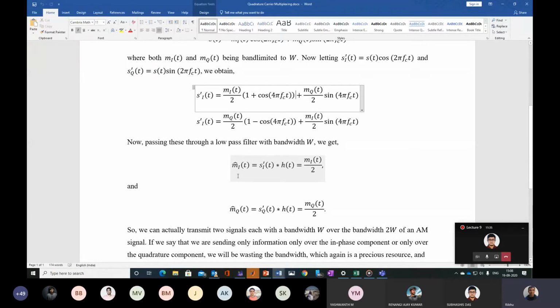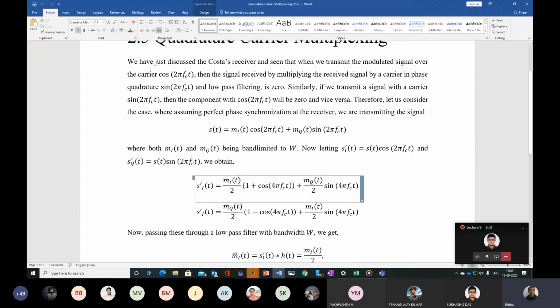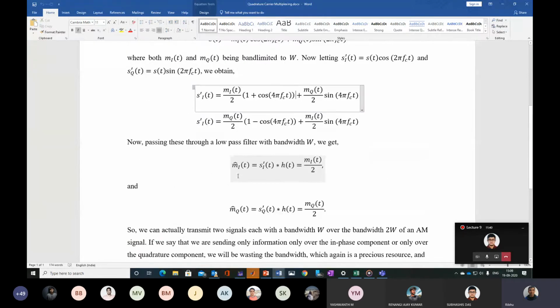Fine. So I can actually transmit two signals, each with bandwidth W, over an AM signal, and when we do just m(t) cos 2 pi f_c t, we are actually wasting bandwidth. So this is one motivation for using single sideband, that we can transmit two signals parallelly over here. You get the point? I'll write this down as soon as the laptop restarts.